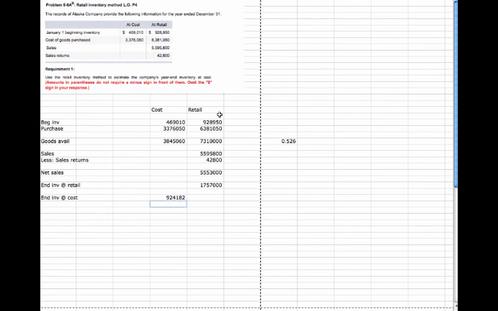In some of the other problems in this chapter, you could also do what's the relationship between sales price and cost of goods sold to get gross profit, which is called the gross profit method. In either case, all you have to do is just remember the relationships between your various formulas to determine gross profit, or the relationship between cost and retail.